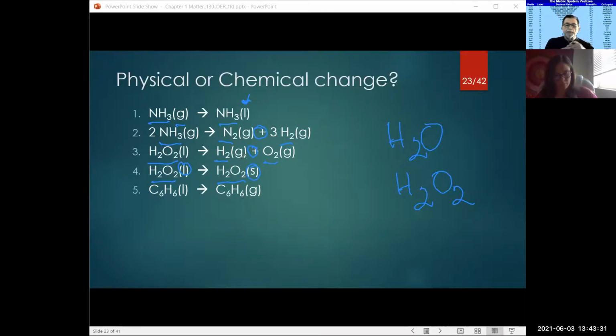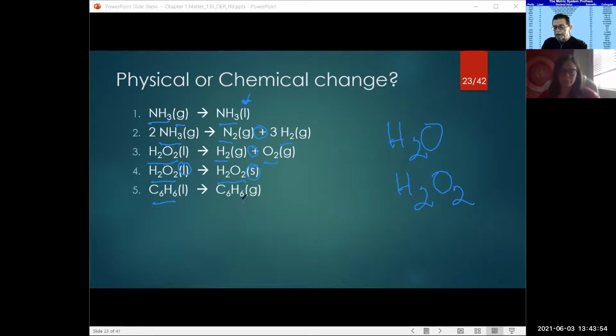Excuse me. It remains the same physical change. Okay, number 5. Again, you don't know what that is, but we analyze it. We got C6H6. That means there's 6 carbons and 6 hydrogens, as a reactant.